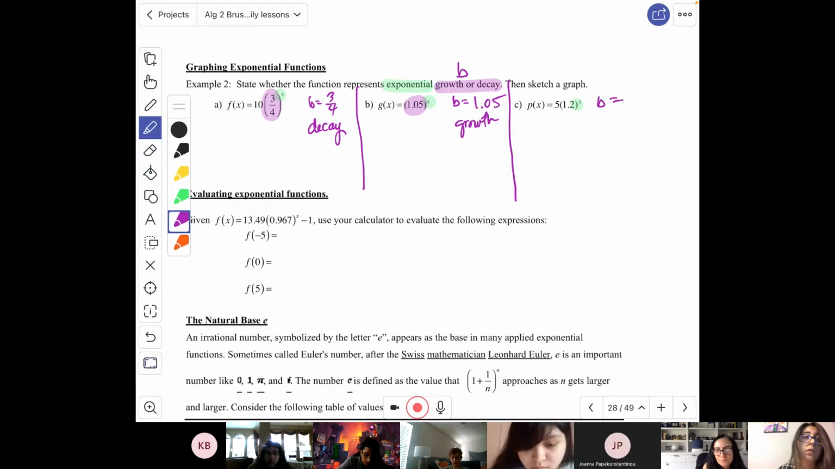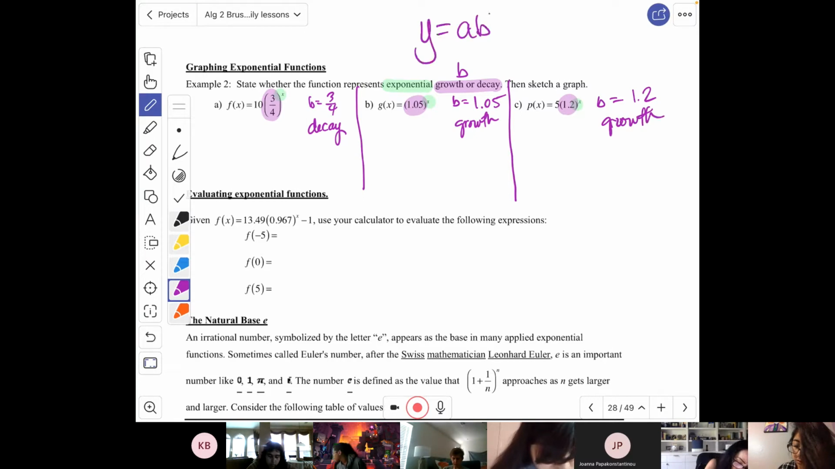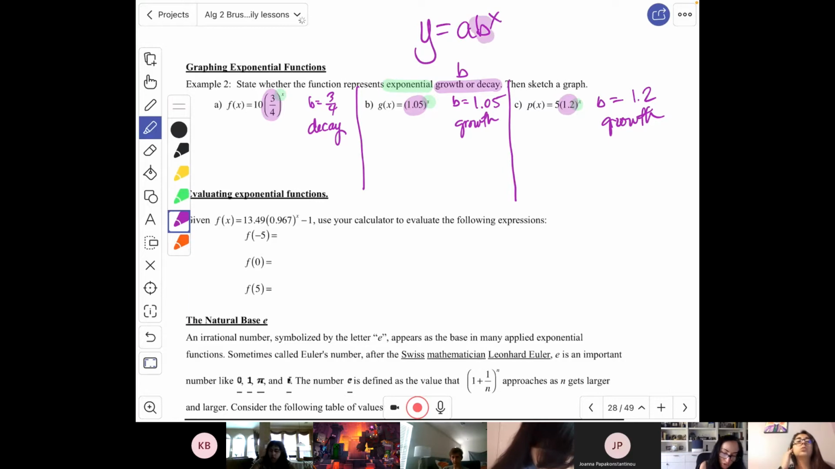What is b? 1.2. Since it's 1.2, is it growth or decay? Growth. It is growth. So the first thing, you should be able to look at the equation, and if you see it in this form, you need to know it's an exponential function. The unknown is the x. Based on the base, we can determine whether it is exponential growth or exponential decay.